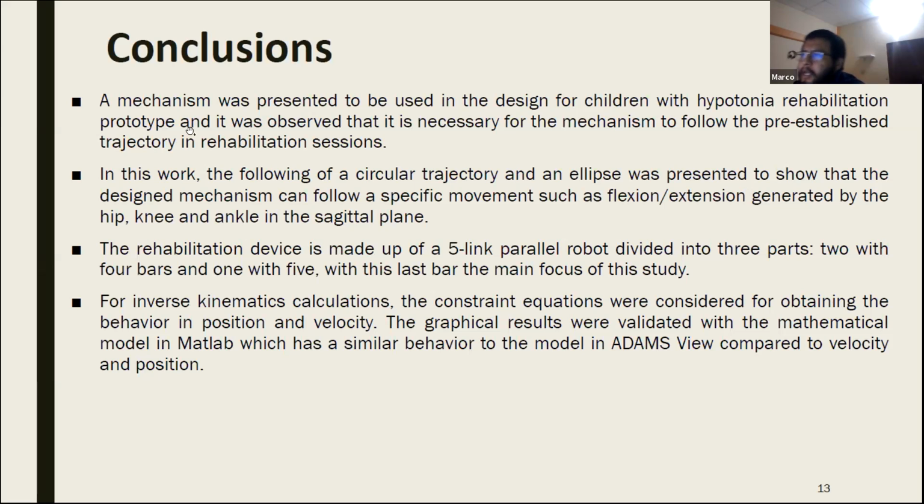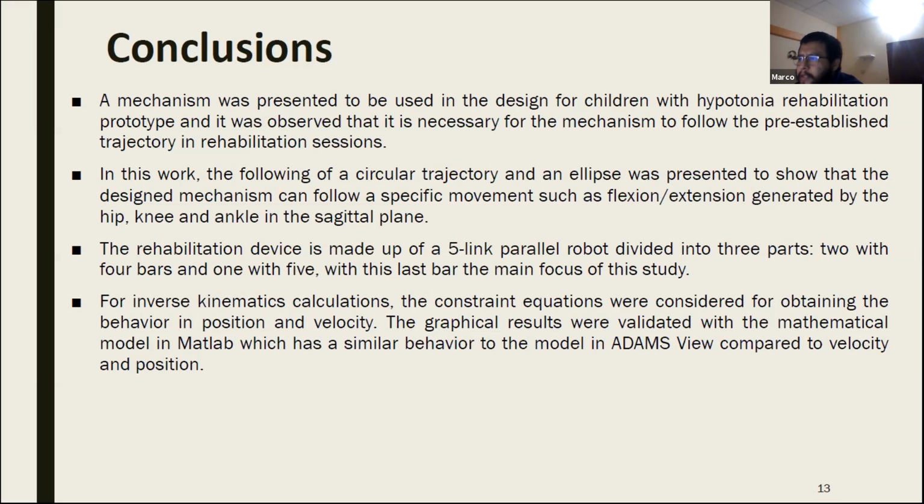Conclusion. A mechanism is presented to be used in the design of a rehabilitation prototype for children with hypotonia, and it was observed that it is necessary for the mechanism to follow pre-established trajectories in rehabilitation sessions. In this work, the following of a circular trajectory and an ellipse was respected to show that the designed mechanism can follow a specific movement such as flexion extension generated with the hip, knee, and ankle in the sagittal plane.